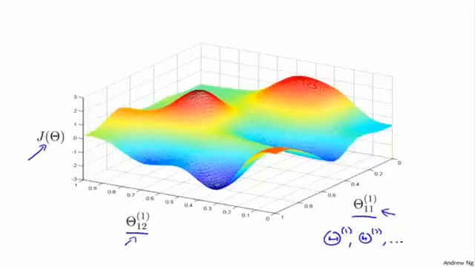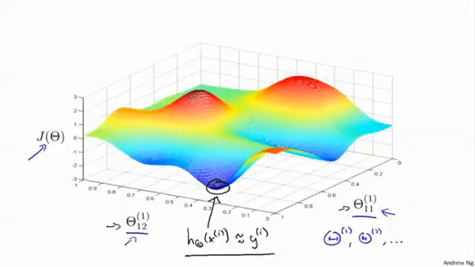So if you take a point like this one, down here, that's a point where J of theta is pretty low. And so this corresponds to a setting of the parameters theta where, for most of the training examples, the output of my hypothesis is maybe pretty close to y^(i), and if this is true, then that's what causes my cost function to be pretty low.